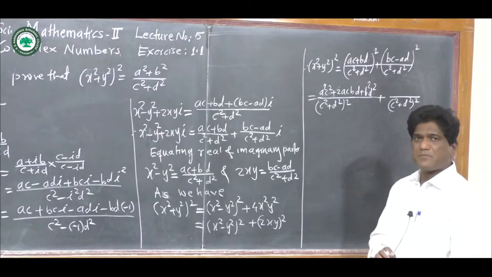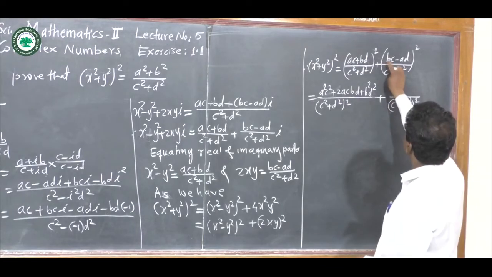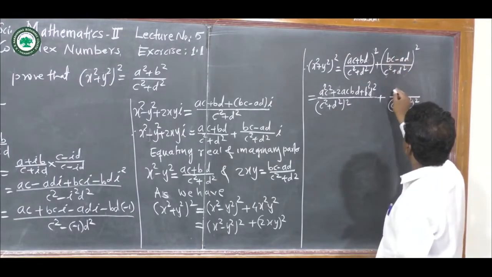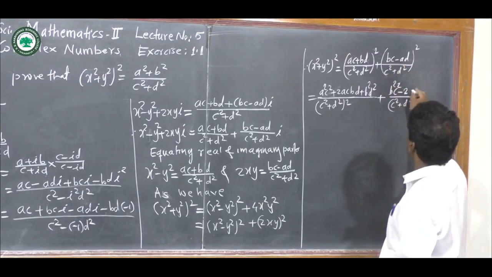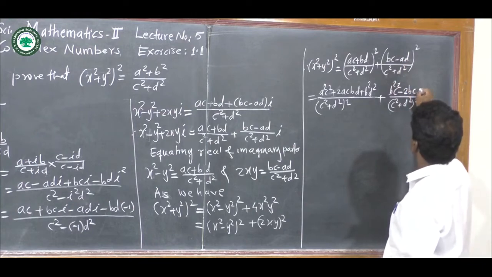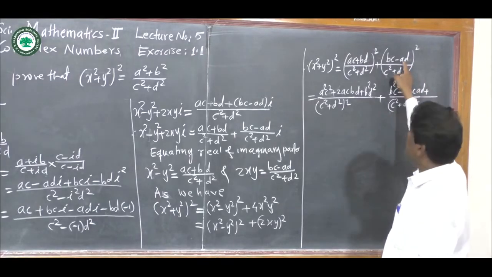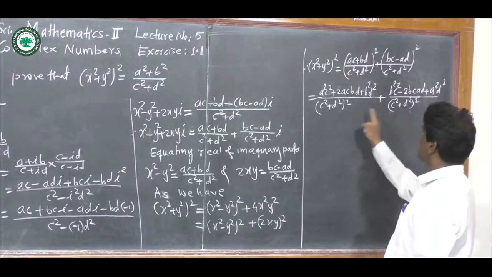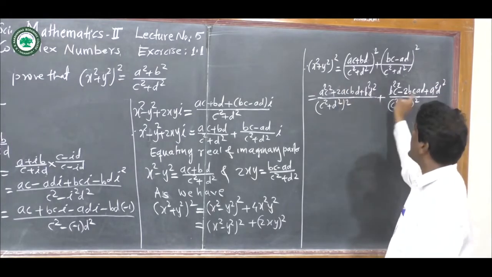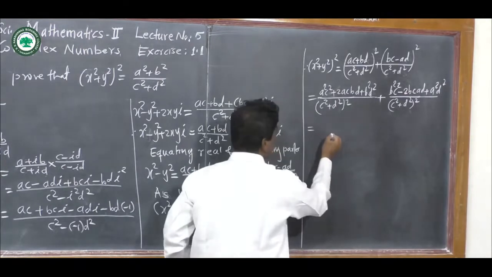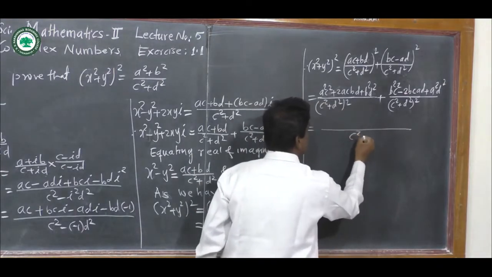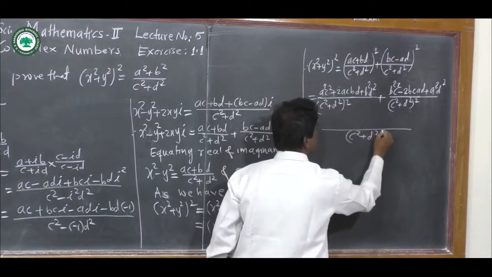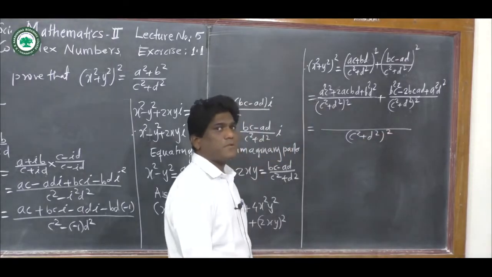Now the numerator square, that means (BC minus AD) bracket square. Using the formula (A minus B) bracket square, expand it. So it is first term square, that is B square C square minus 2 times the product of these two, that is BC into AD, and then plus second term square, that is A square D square. Get it? Now the denominator is same, so we add the numerators, and therefore we get the denominator same. We write (c square plus d square) bracket square.